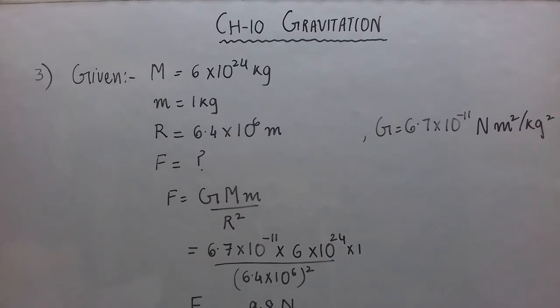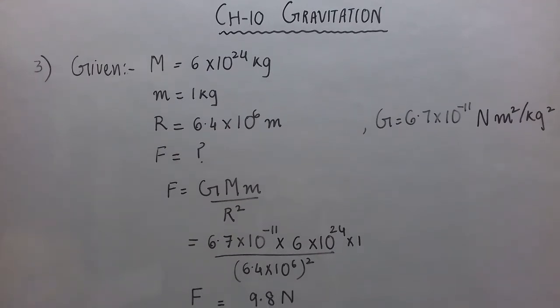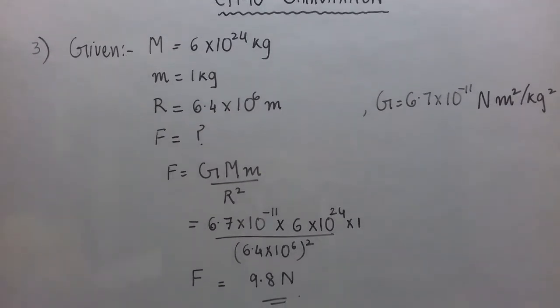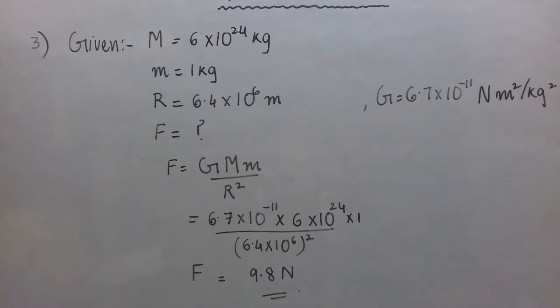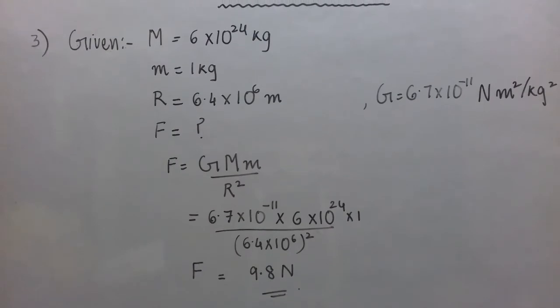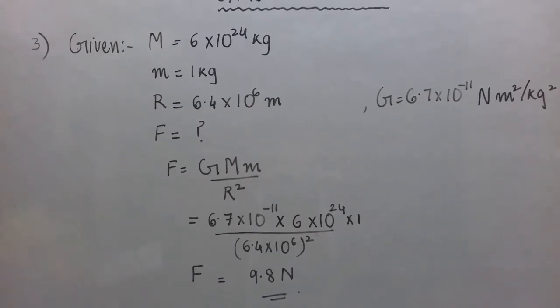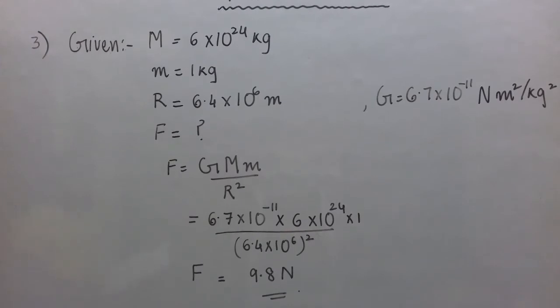Now the third question is, what is the magnitude of the gravitational force between the Earth and a 1 kg object on its surface? In the bracket it is given, mass of the Earth is 6 into 10 raised to 24 kg and radius of the Earth is 6.4 into 10 raised to 6 meters. Okay, now I'll read it again. What is the magnitude of the gravitational force between Earth and a 1 kg object on its surface?